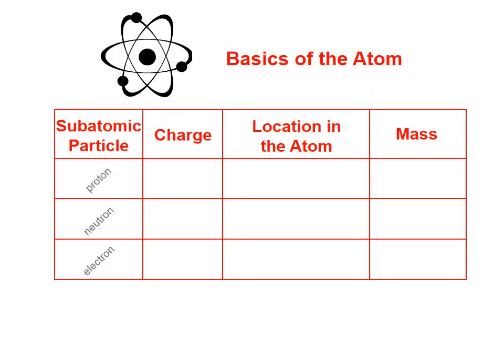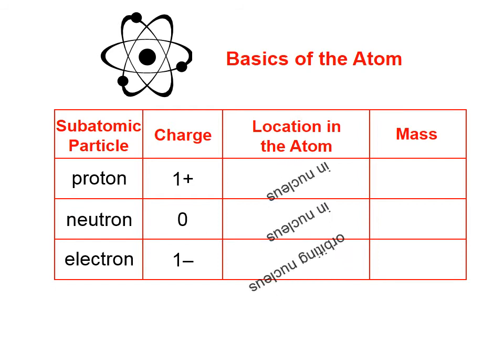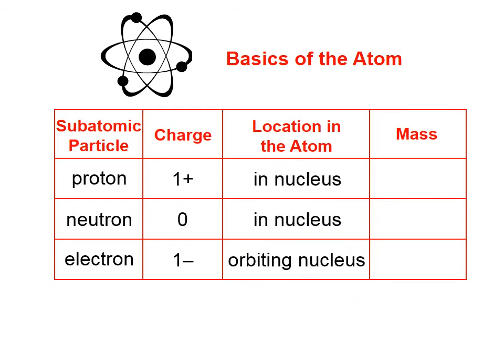So let's fill in this table. There are three main subatomic particles that we're going to deal with: the proton, the neutron, and the electron. The proton is positively charged, the neutron has no charge, and the electron has a negative charge. In other words, the magnitude of charge that a proton has is equal to the magnitude of charge that an electron has, but the charges are opposite. Protons and neutrons are in the nucleus of the atom, and for now we can think of the electrons as orbiting the nucleus, something like planets orbiting a sun.